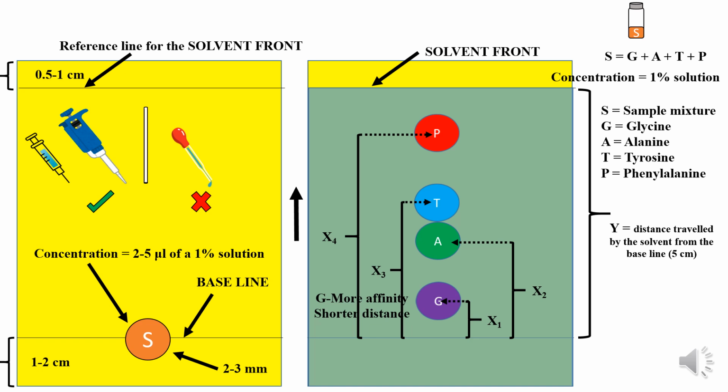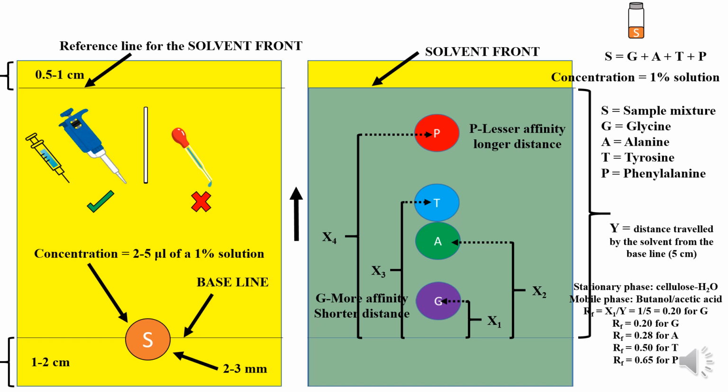Now the glycine has traveled a shorter distance because of its more affinity towards the stationary phase, while phenylalanine has traveled a longer distance because of its lesser affinity towards the stationary phase. Now the stationary phase here in this paper chromatography experiment is the water layer adsorbed onto the cellulose layers of Whatman paper. Mobile phase, butanol acetic acid combination. Now let's try and calculate the RF value for glycine, that is abbreviated as G.